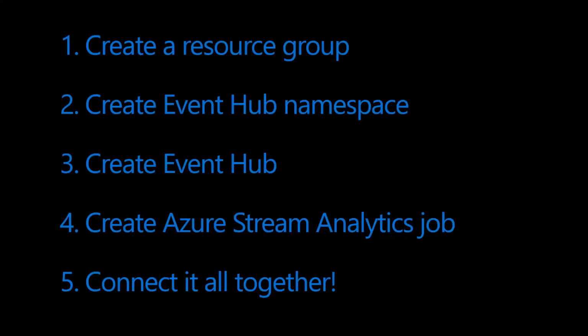So these are the steps. We're going to create or use an existing resource group. We're going to create an Event Hub namespace. And then within that namespace, we're going to create an Event Hub. You could have many Event Hubs or topics within a namespace. Then we're going to create an Azure Stream Analytics job. And then we're going to connect it all together.